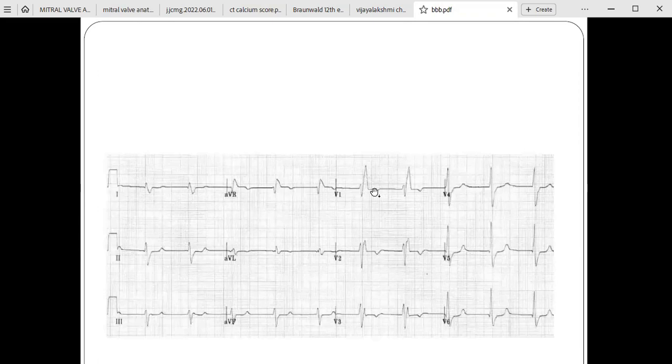So this is RBBB. Generally, there are what are called reciprocal changes, because when there are changes in depolarization, opposite changes may also occur in the repolarization phase. So there will be discordant changes, that is, ST-T wave inversions will be seen along with that.